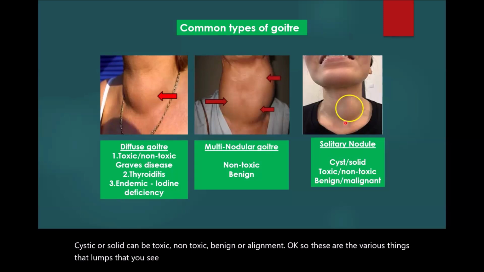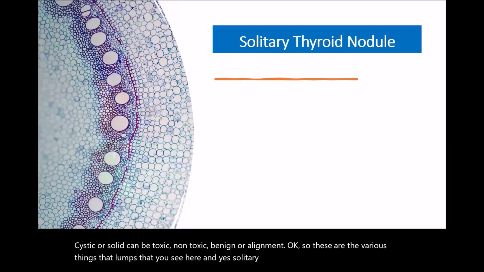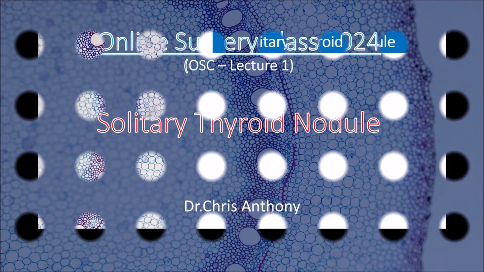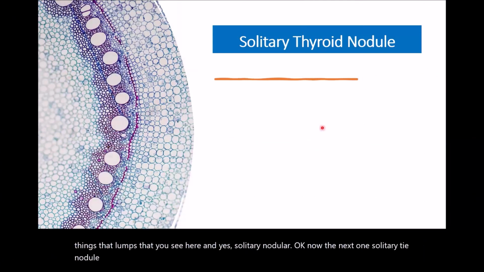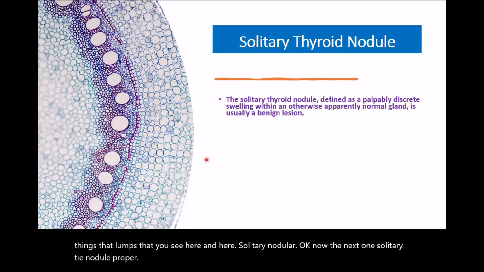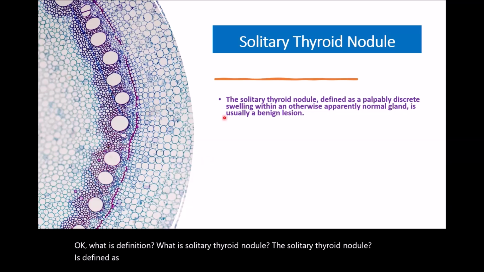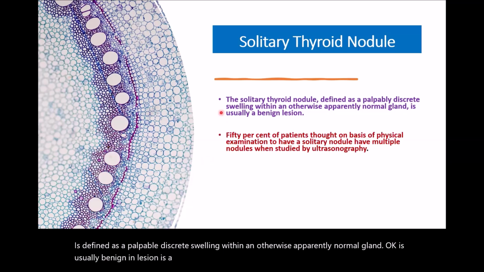And here, solitary nodule. Okay, now the next one comes, the solitary thyroid nodule proper. What is the definition of a solitary thyroid nodule? The solitary thyroid nodule is defined as a palpable, discrete swelling within an otherwise apparently normal gland. Okay, it's usually a benign lesion.